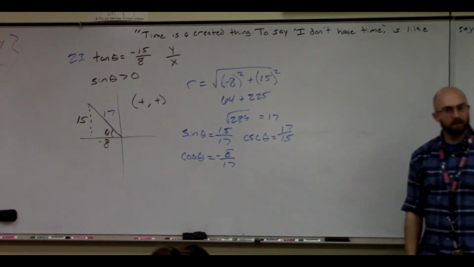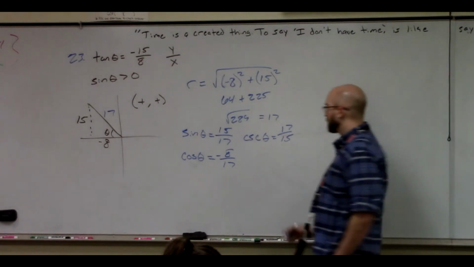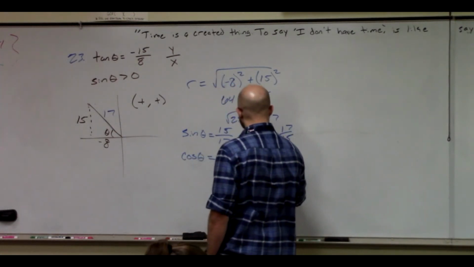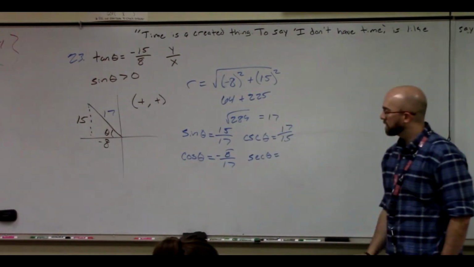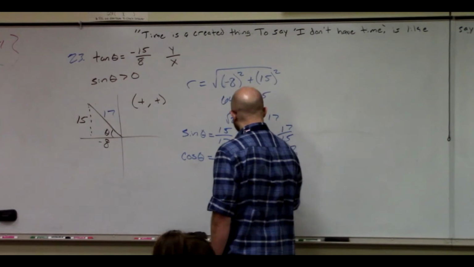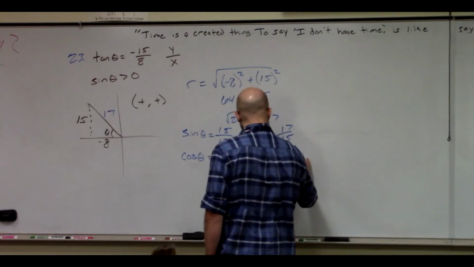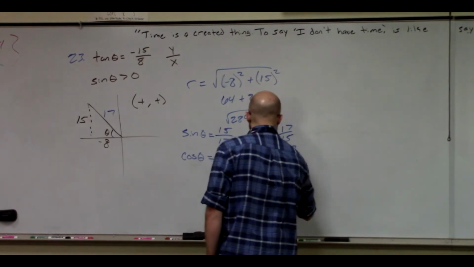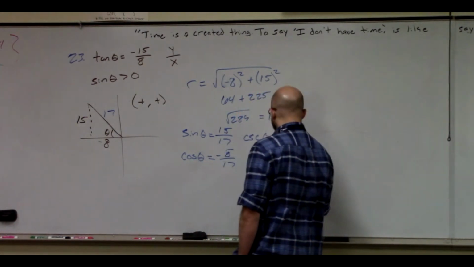Correct? Secant, 17 over negative 8, and our last one, cotangent, negative 8 over 15.